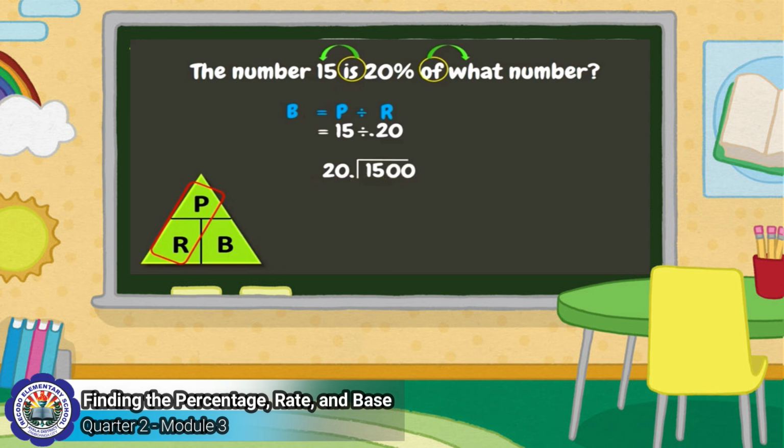Now we are ready to divide. 150 divided by 20. 7. 7 times 20 is 140. 150 minus 140 is 10. Since we still have 0, let's bring down 0. 100 divided by 20 is 5. 5 times 20 is 100. That gives us 0. Now our answer is 75. The number 15 is 20% of 75.